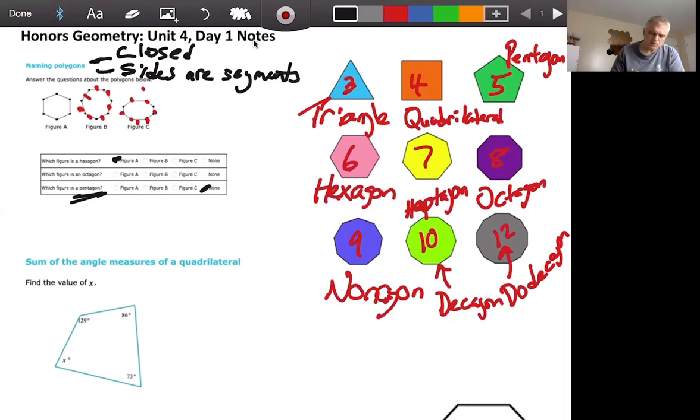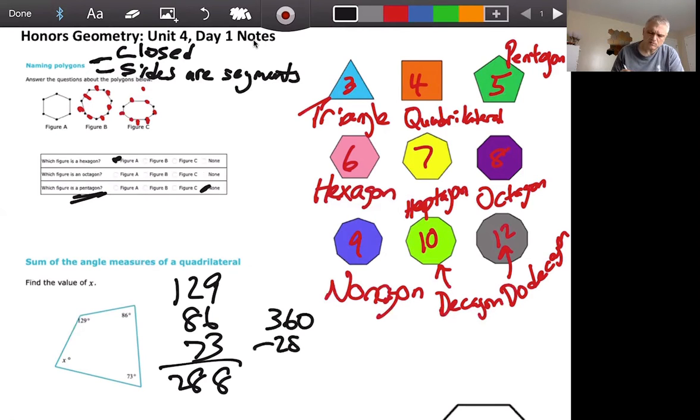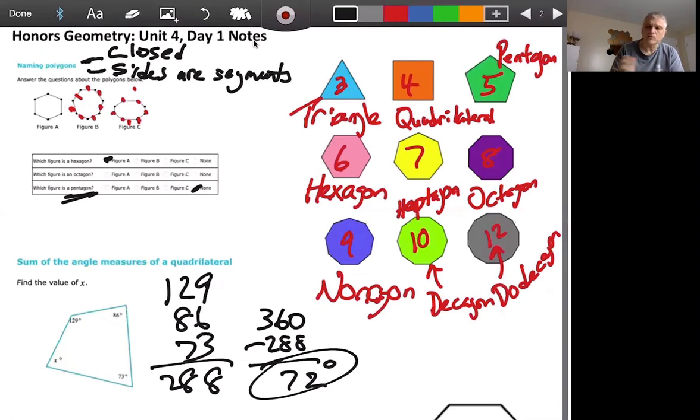So if these add up to 360, we're going to take the 129 and the 86 and the 73, and we can add them together. We get 288, and you could subtract that from the 360, and you find out that x is equal to 72 degrees. If you wanted to do it with algebra, you could have said x plus 129 plus 86 plus 73 equals 360, and then you could have done what we just did there. Combine like terms and subtract them. Okay, moving right along.